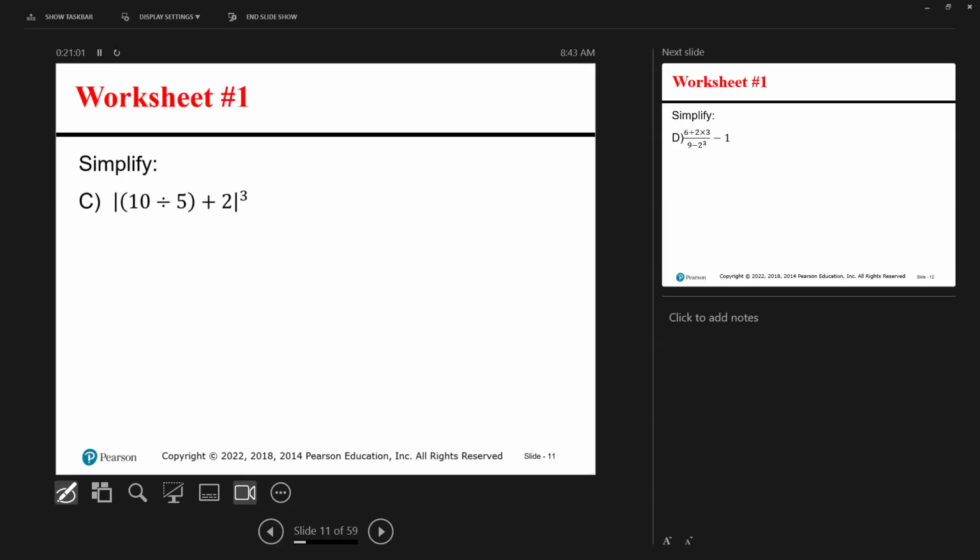And then for C, we have absolute value, 10 minus 5 plus 2 divided by 3, absolute value, cubed. Remember the absolute value is a grouping. So we're going to do the innermost grouping, which isn't the absolute value. It's the 10 minus 5. The 10 minus 5 is just going to be 5. So we have absolute value 2 plus 2 divided by 3. So 2 plus 2 is just 4. So it's absolute value of 4 cubed, and the absolute value of 4 is still 4. The 4 cubed is going to be 64.